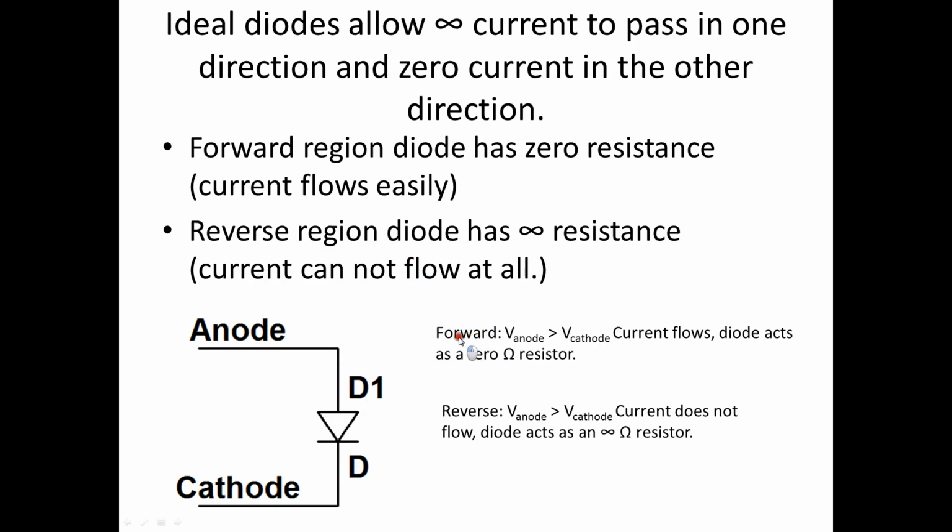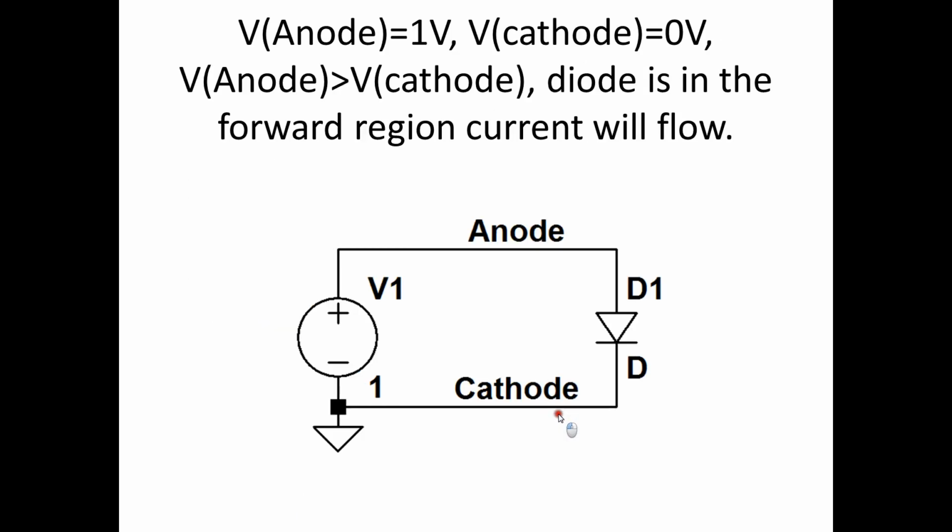So just to summarize again, forward bias on a diode, the anode voltage is greater than the cathode voltage. Reverse, the anode voltage is less than the cathode voltage. And I can see a little error there, and I'm sure you can figure that out. I'll fix it in the notes. So here's an example. The anode is at 1 volt, the cathode is at 0 volts, the anode is greater than the cathode, the diode is in the forward region, current should flow.